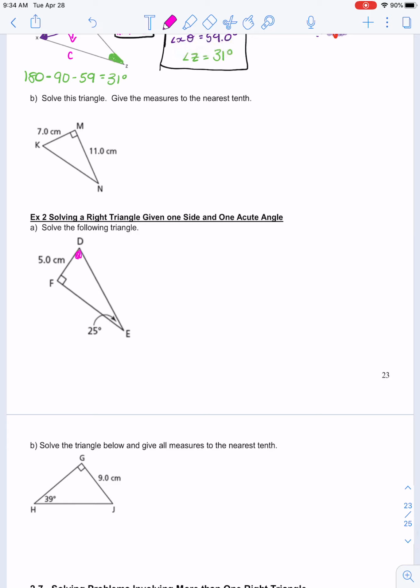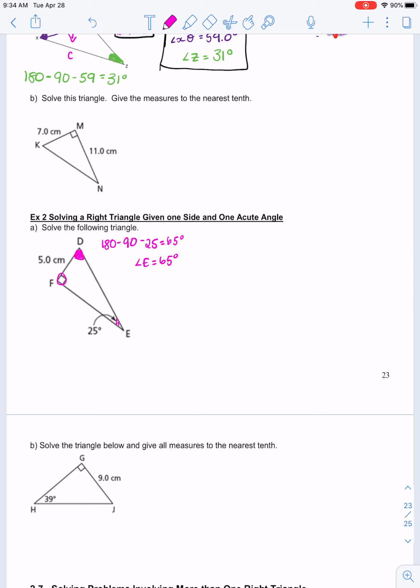Let's look for angle E. We know that the angles of a triangle add to 180. So I'm going to take 180, subtract 90 because I know that's a 90-degree angle, and subtract 25 because they're giving me that 25-degree angle. So 180 minus 90 minus 25 is 65 degrees. So angle E is 65 degrees.